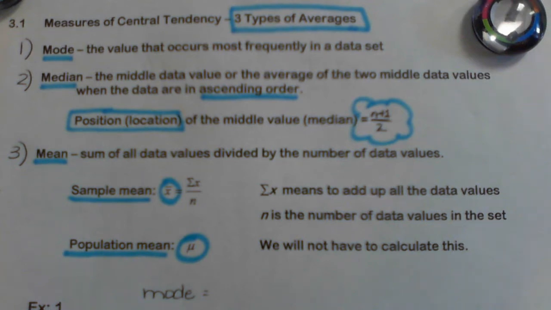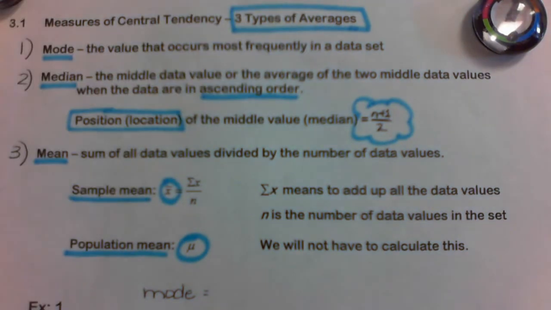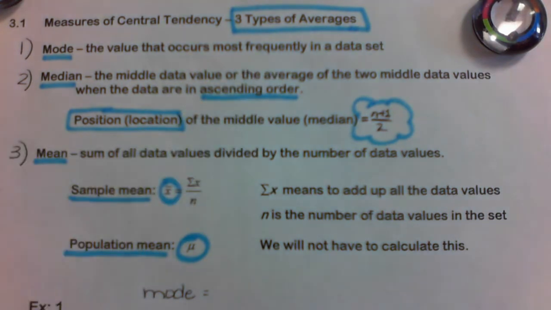Chapter 3.1. In Chapter 3, we talk about the different types of averages, and those are mode, median, and mean. The mode is the easiest to find. It is the value in your set of data values that occurs most frequently or most often.